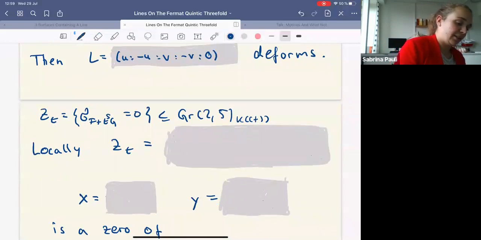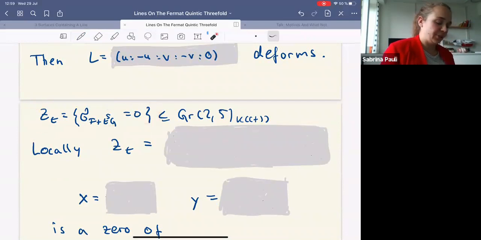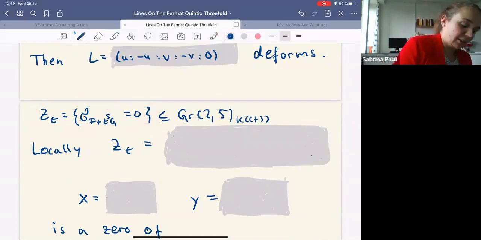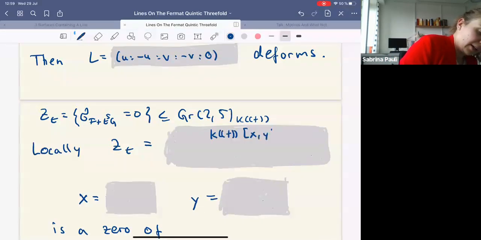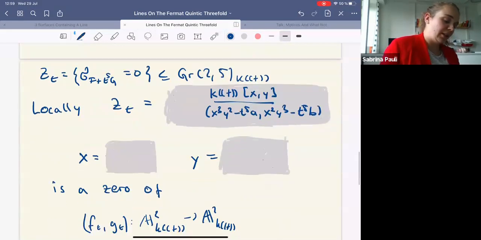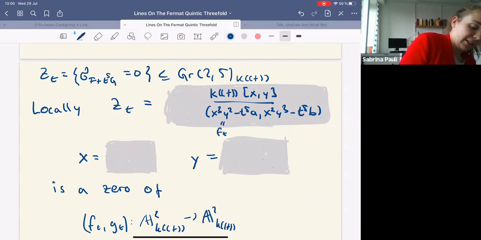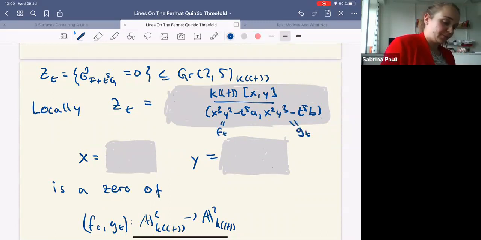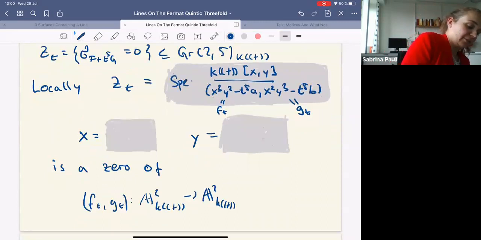So let's look at the zero scheme defined by this deformation here. Then I can also do this local structure, and locally it looks like, oh, I guess I work over K((t)) now. x^3 y^2 minus t^{5a}, x^2 y^3 minus t^{5b}. And then you can see, let me call this f_t and this g_t. Put a Spec in front of this.